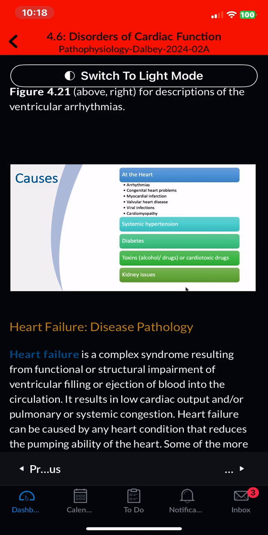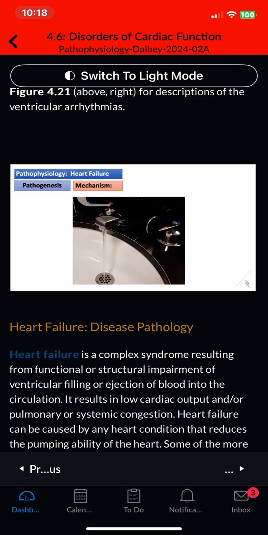Other causes include diabetes, which is ultimately a vascular disease, so it leads to atherosclerosis. Certain drugs can influence the heart, and also kidney issues. Kidneys will affect our blood volume and our blood pressure.